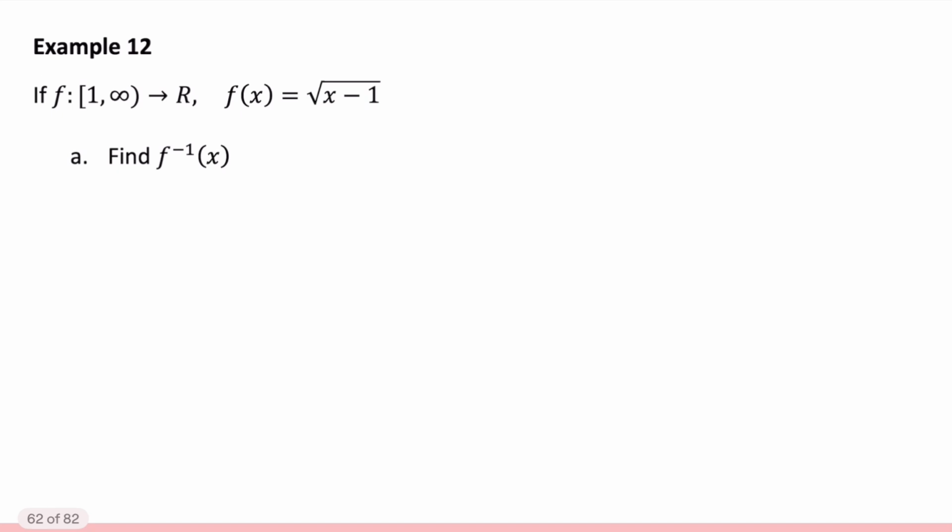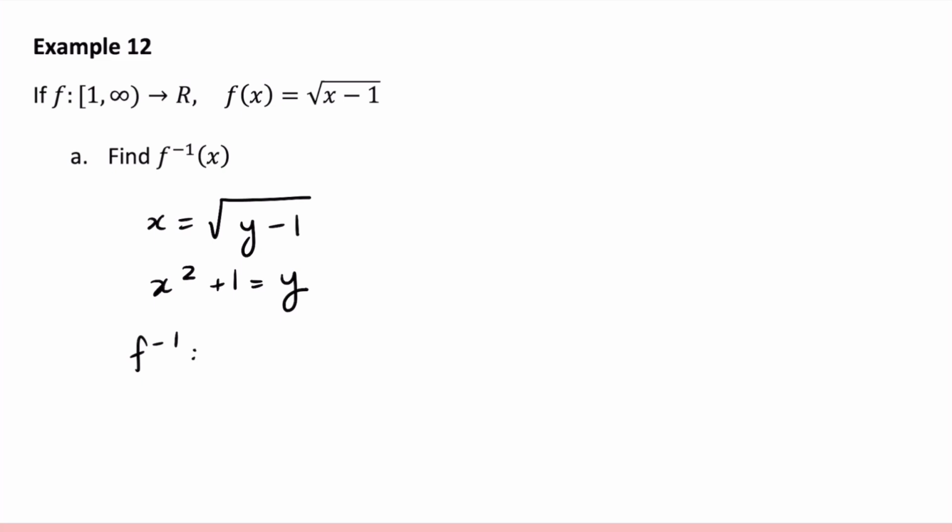So for example 12, we're just going to practice this idea here. It says if f is from 1 to infinity and so on, find f inverse. So we'll just find the inverse to this. We'll just get y by itself. So then the inverse function, and you can write it out in its full notation, especially because they've given it to us in full function notation. I'm just going to do the same thing. So that's part A, just finding the inverse.